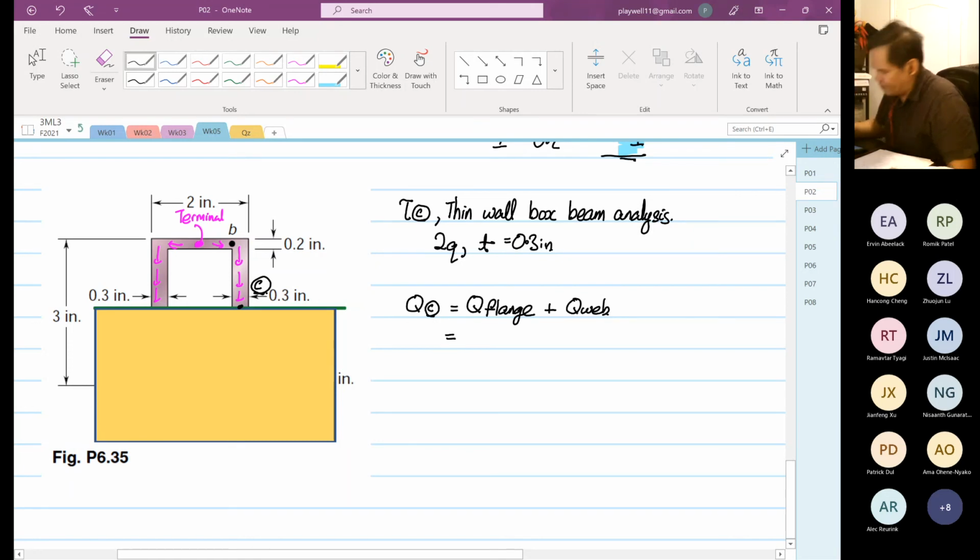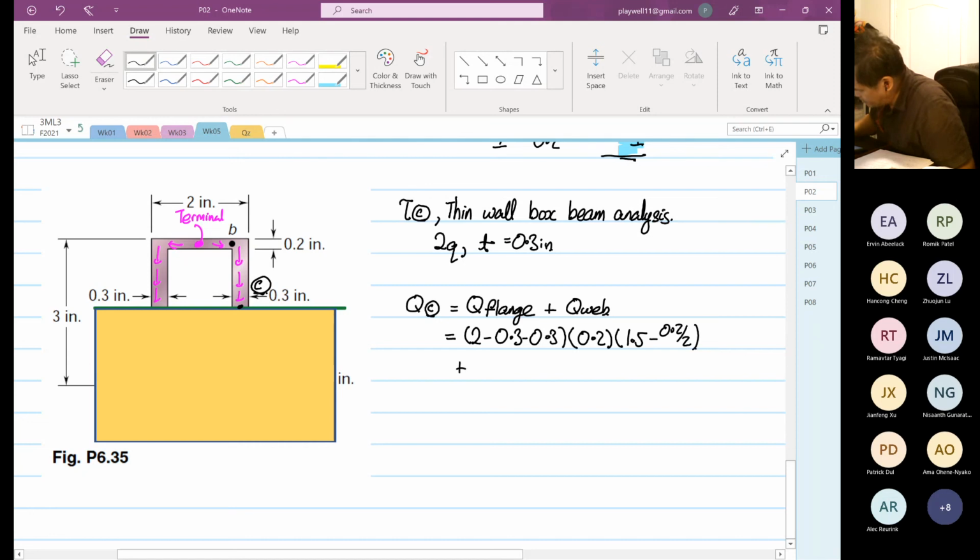Okay. So Q of the flange, I'm still going to do the same thing. So 2 minus 0.3, this is the width, the depth, and then multiply by (1.5 minus 0.2) divided by 2. Okay. Plus the web. So web, you have two webs, left and right.